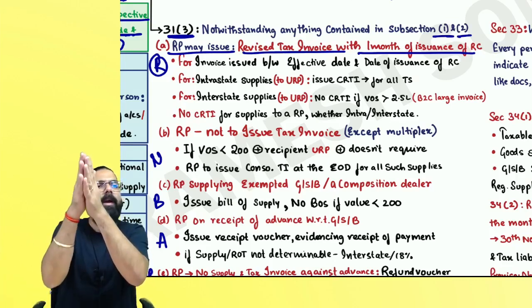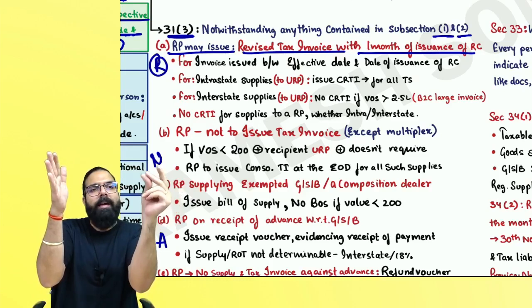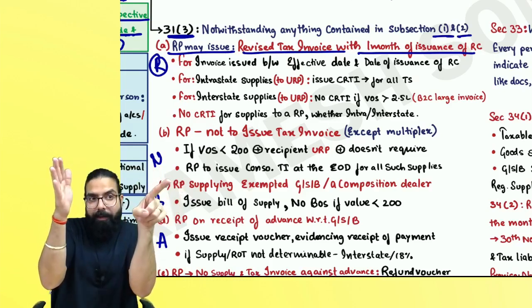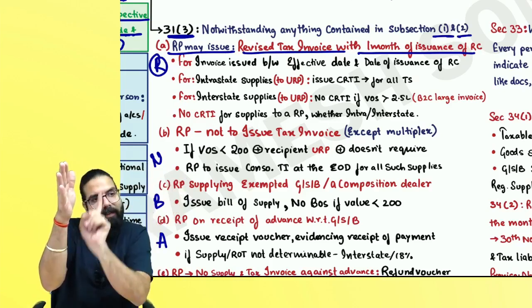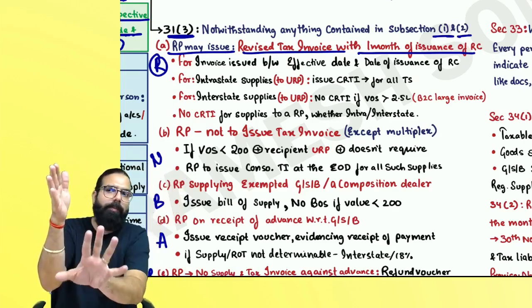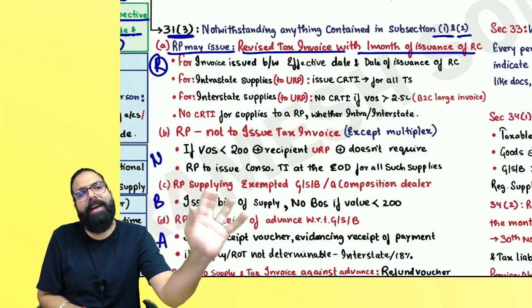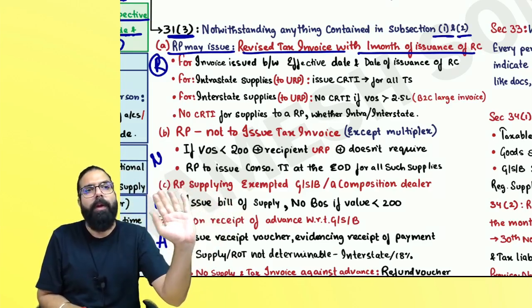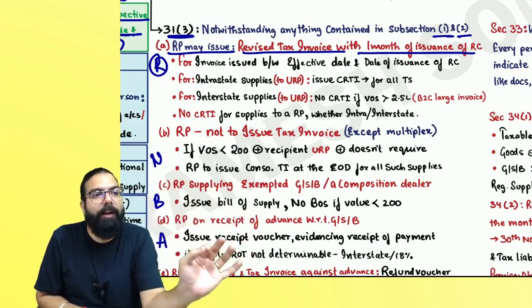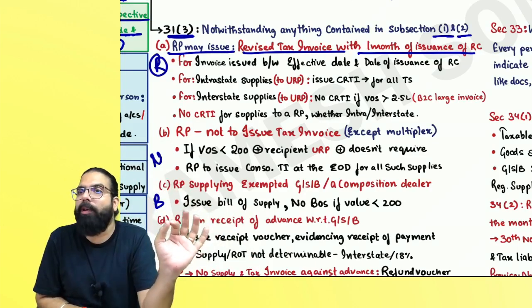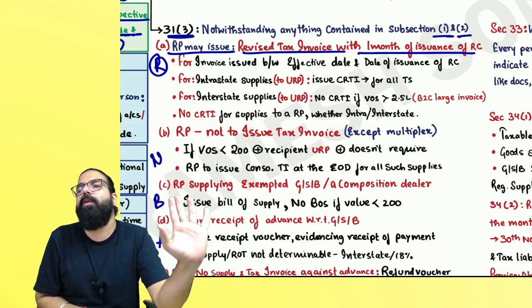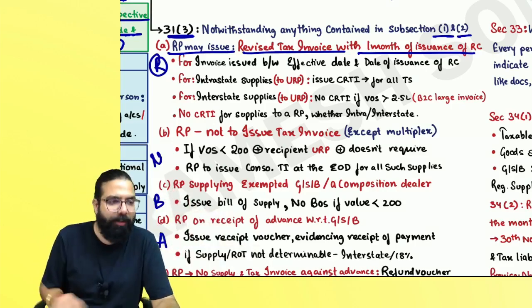Consolidation is not possible. But if you have supplied to an unregistered person, for intrastate supply, a consolidated revised tax invoice is possible. In the interstate case also, a consolidated revised tax invoice is possible, but state-wise you have to do it. But if the value of supply is more than 2.5 lakh, for that particular invoice, consolidation is not possible.